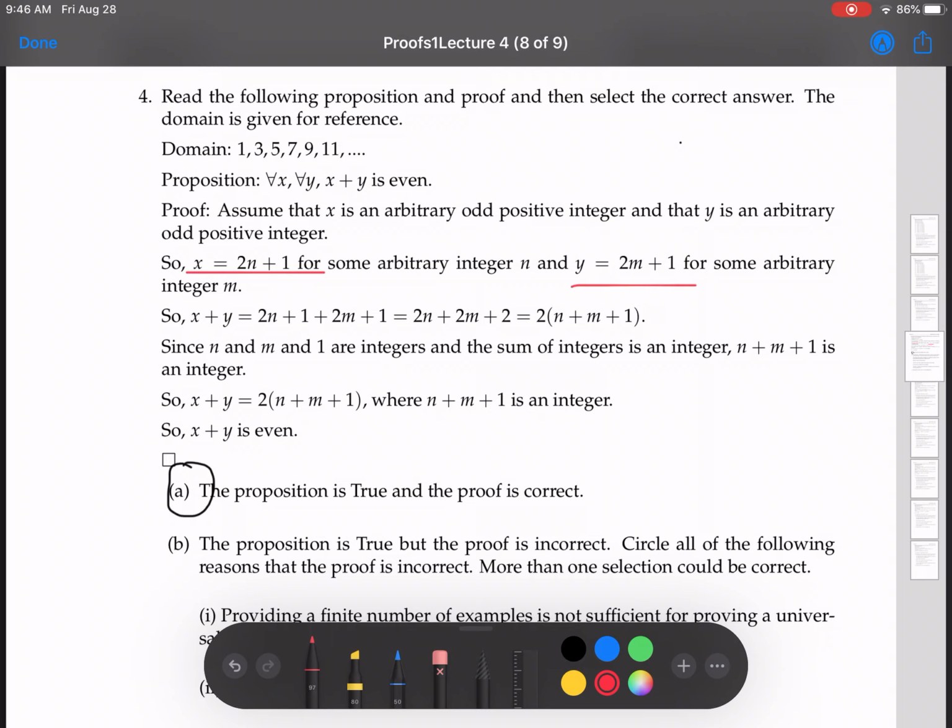Now there's a key piece here. It's not just true that because X is odd, X has that form, and it's not just true that if Y is odd, Y has this form. The key piece is that this n here has to be an integer, and that m here has to be an integer. That's the piece that is really important. Even and odd only make sense with integers.